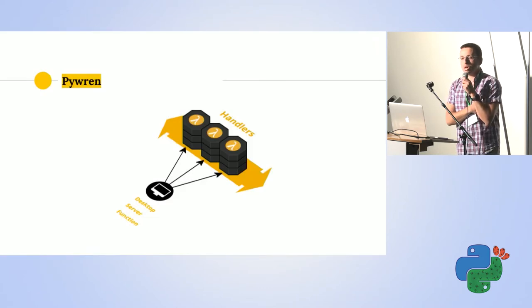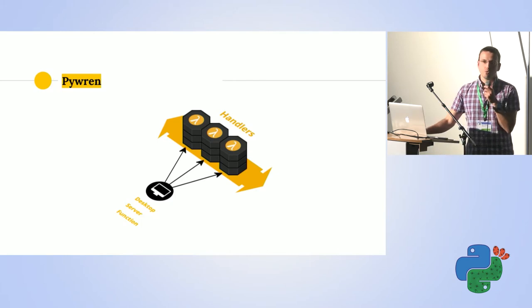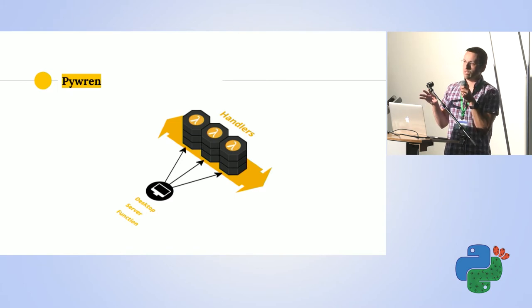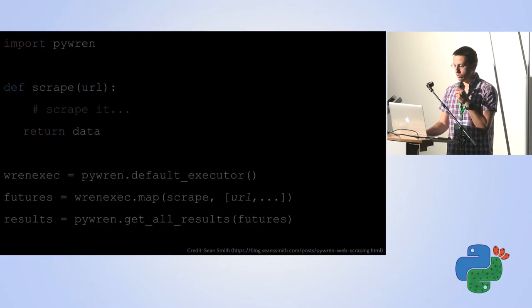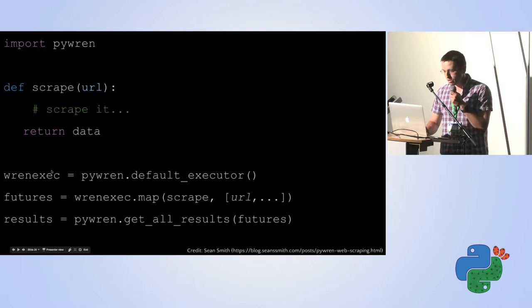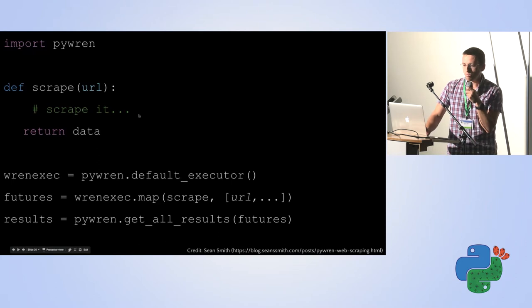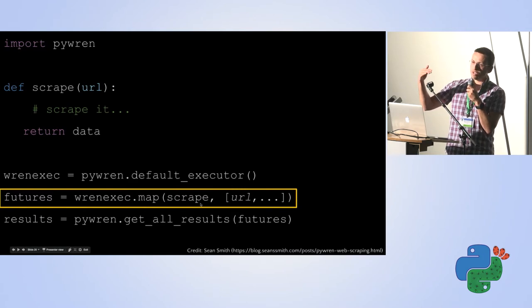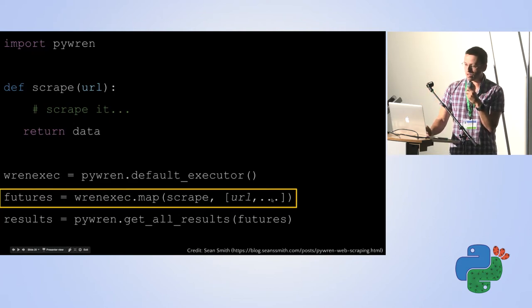Another cool library that's out there, it's not a framework, it's more of a library that you can use for creating distributed compute right in your code. This example, sorry that it's cut, is using the Pywren library. Just by this line of code, it will take the scrape function that we have here, given an array of URLs, create a Lambda function of scrape, deploy it, and execute it on all the provided URLs.